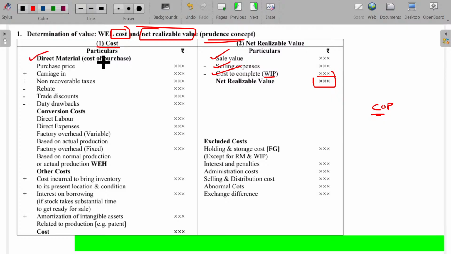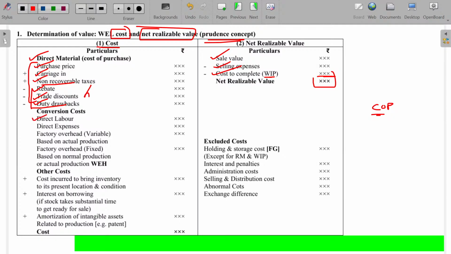Direct material cost includes the cost of purchase, purchase price, carriage in, and any non-recoverable tax, which will be addable. Any rebate, discount, trade discount, or tax you can get back from the government, like duty drawback, should be subtracted. This is the direct material cost. And conversion cost is nothing but the cost, other than the direct material cost, that you incur for manufacturing the finished goods. Direct material is converted into finished goods.